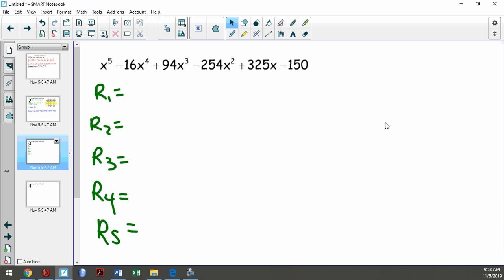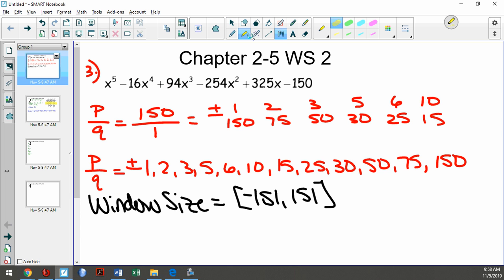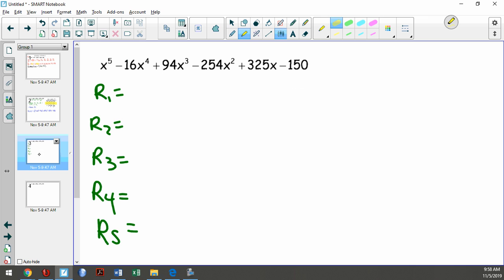Are those all in my lovely little P over Q values? They are. They're beautiful. So I have 1, 5, and 6. Do we all see that? Those are my P over Q values I'm going to do synthetic division on. So I'm going to put those in here: 1, 5, and 6. So I'm going to do synthetic division at 1.